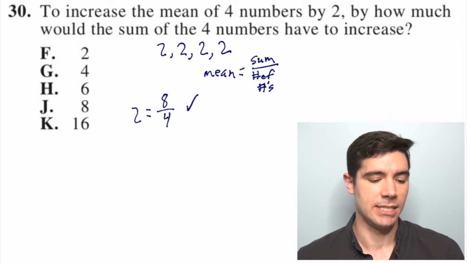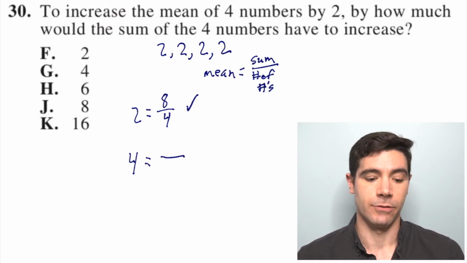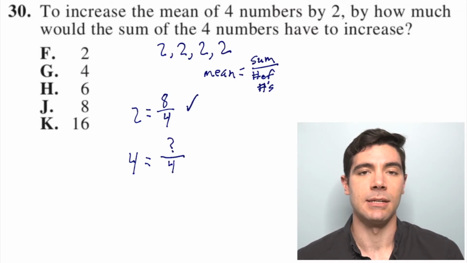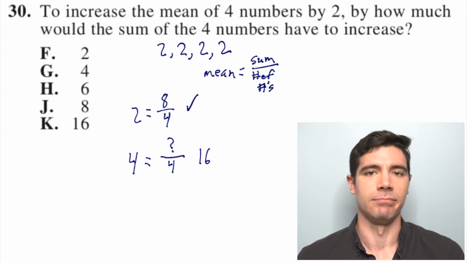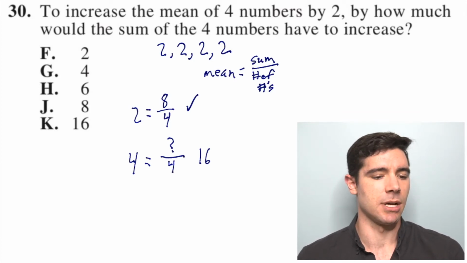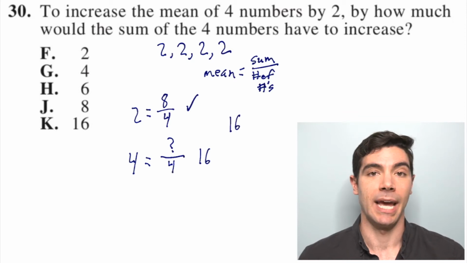Okay, well let's see. Then the mean would be 4, and the number of numbers would still be 4. So what would the new sum be? Well, the new sum would be 16. The sum used to be 8, and now it's 16. Cool. So then, what are they asking? By how much would the sum of the four numbers have to increase? 8. And it's right there in J.